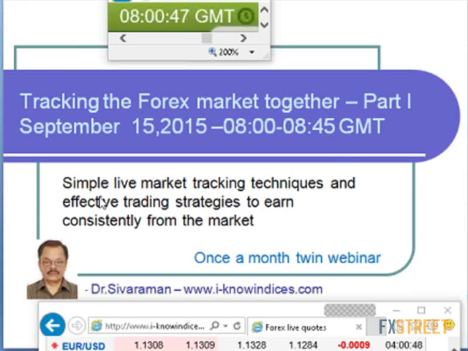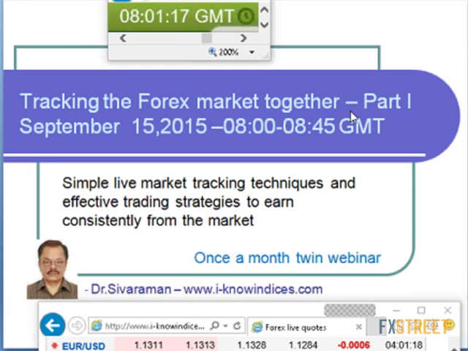It is a simple live market tracking technique I am going to explain. And you will also understand that it becomes an effective trading strategy to earn consistently from the market. So if you benefit from following this tracking and trading strategy, you can use it appropriately in your trading. First of all, I'll explain how exactly we proceed.